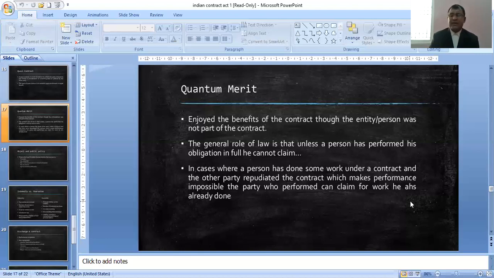For example, A made a contract with B to construct a house. He has completed the house and put a roof also, but he could not complete the rest of the work, like painting and putting tiles or granite, whatever it is. But he has done almost 50% of the work. Truly speaking, he has not fulfilled his contractual obligation. But whatever he has done, you pay for that. That is quantum meruit. In fact, it is natural justice also. Okay.